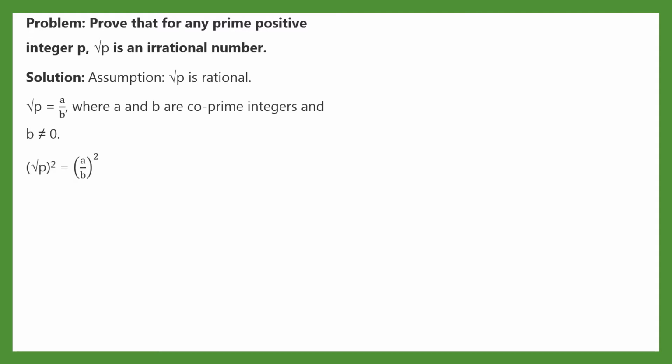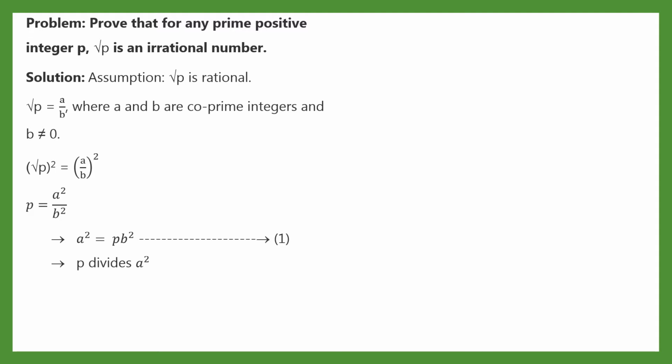Now let us simplify this root p is equal to a by b. We go for squaring on both sides. We will get root p whole square is equal to a by b whole square. Now p is equal to a square by b square. Let's go for cross multiplication. a square is equal to p b square.